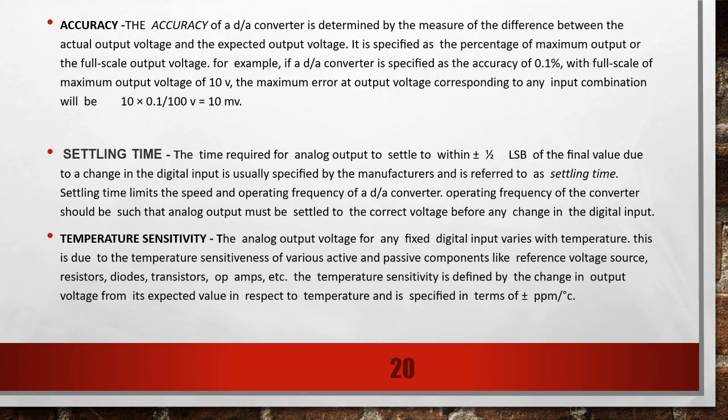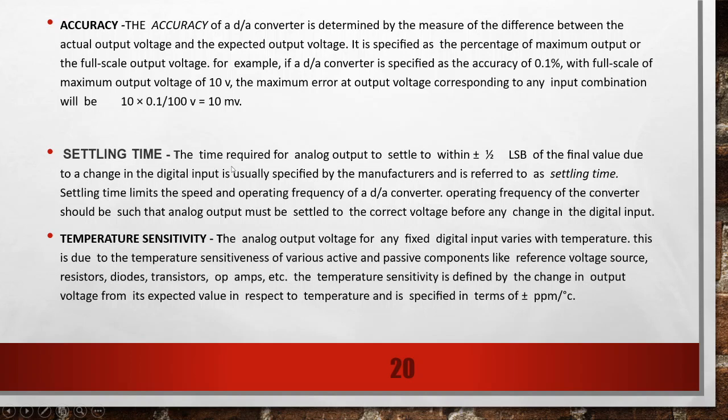Next is accuracy. The accuracy of a DA converter is determined by the measure of the difference between the actual output voltage and the expected output voltage. It is again specified as a percentage of the maximum output or the full scale output. Say a DA converter has an accuracy of 0.1% with a full scale maximum output voltage of 10 volt. That means the maximum error that we can expect is 10 into 0.1%, that is 10 millivolt.